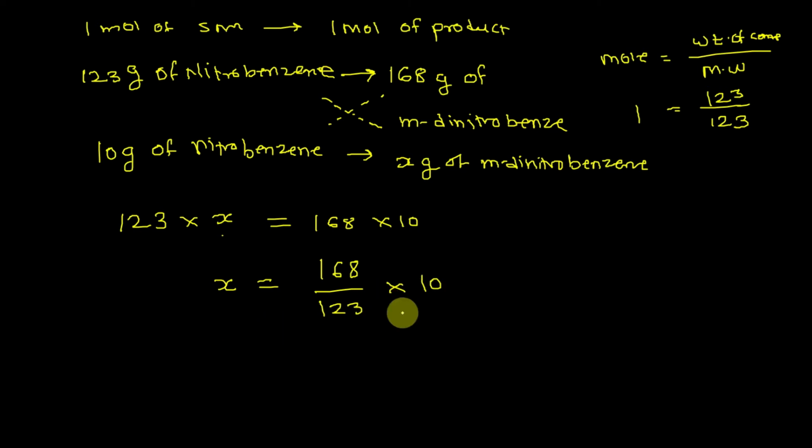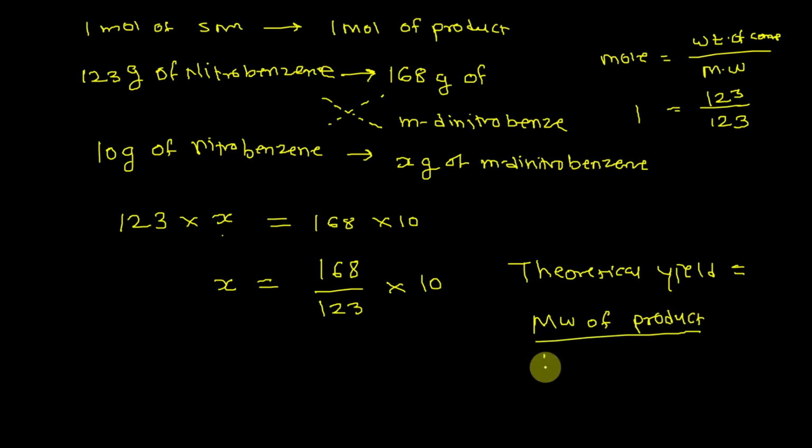This is the same thing we write in the form of a formula. Theoretical yield is equal to molecular weight of product divided by molecular weight of starting material into weight of starting material. So if you are finding it difficult to remember this formula, you can simply reach this equation using this relation.